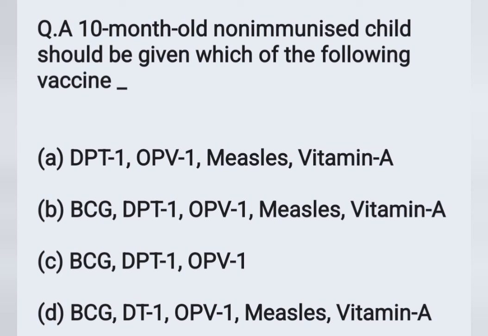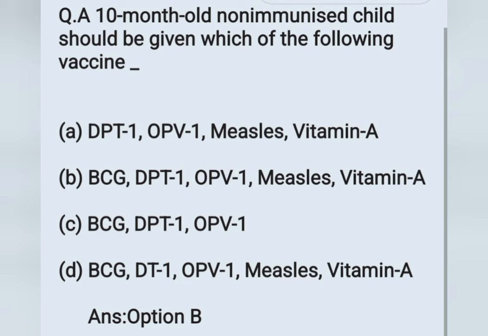Okay, till now the baby hasn't received any vaccine. So what vaccines can we give to the baby? Firstly, at birth, we give BCG. Then among these options, DPT we will give. Then OPV we will give. Then measles vaccine at 9 months we will give. That also we can give. And vitamin A we can give. So the correct answer is option B: BCG, DPT1, OPV1, measles and vitamin A.